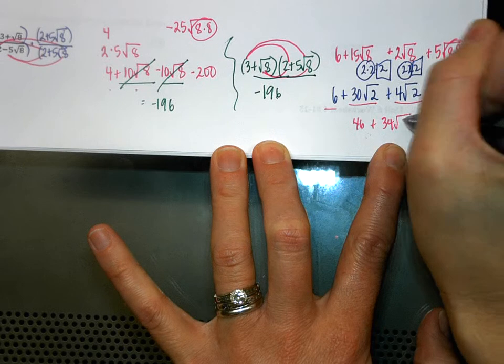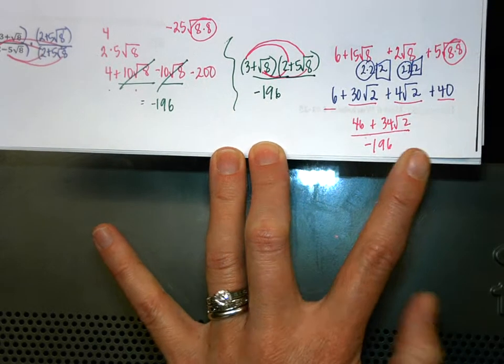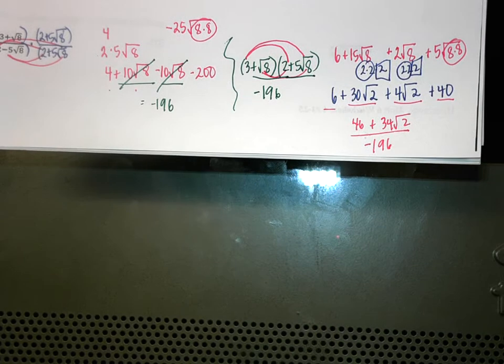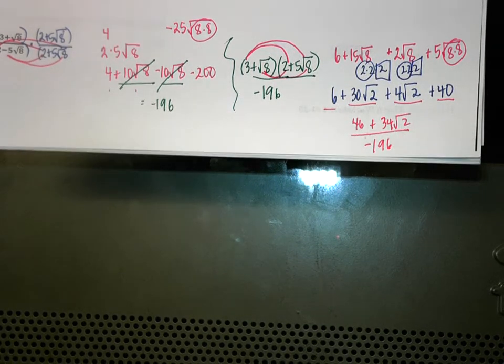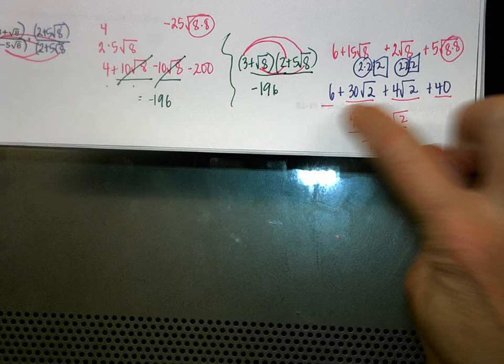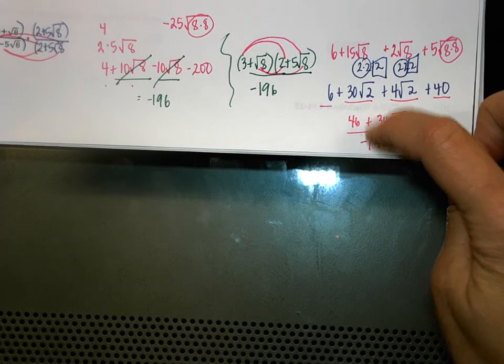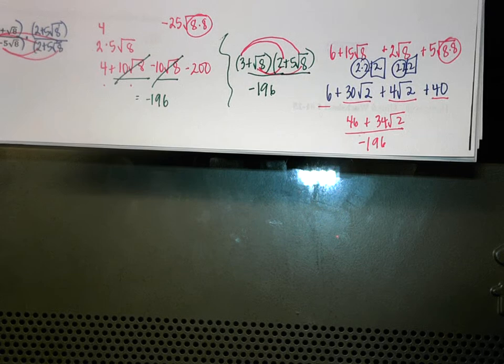And this is all over negative 196. Now, looking at this, can I reduce at all? So, because you have like these 2 terms that are connected like glue, right? And then you have this negative 196, you would have to be able to divide all of them by the same number. Is there any number that would go into all 3 of those numbers? 2. Good.